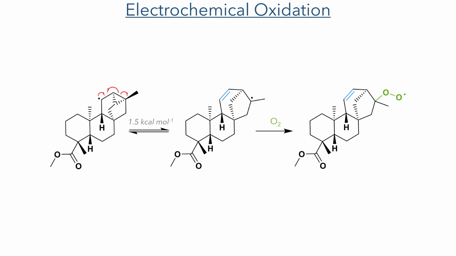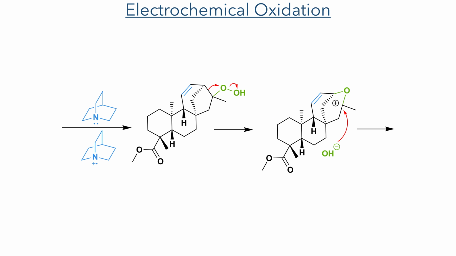They have proposed the following mechanism for the formation of this product. They propose that the C11 radical is in equilibrium with an alkene species that is formed from the decomposition of the cyclopropane ring. They calculate that there is only a 1.5 kilocalorie per mole difference between these two species. With this radical now residing on the C16 position, it can react with molecular oxygen, as we saw previously.